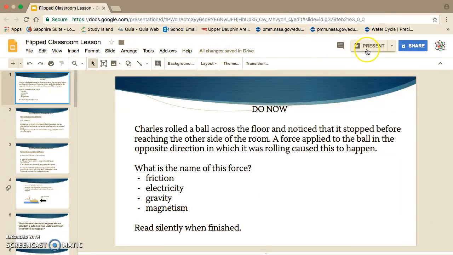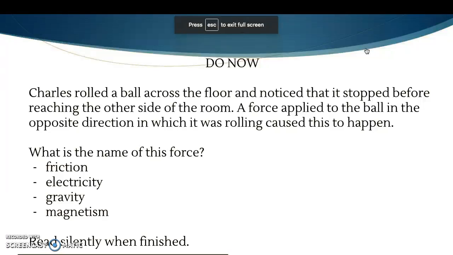Hi guys, welcome. We're going to start here by talking a little bit about Newton's laws of motion. So let's go over your do now. Remember to write the question in the left-hand column and your correct answer in the right-hand column.